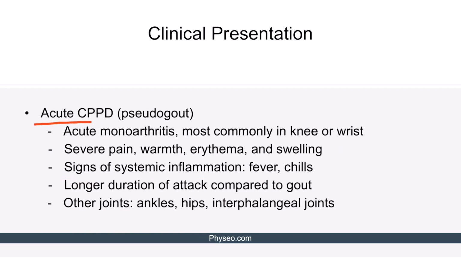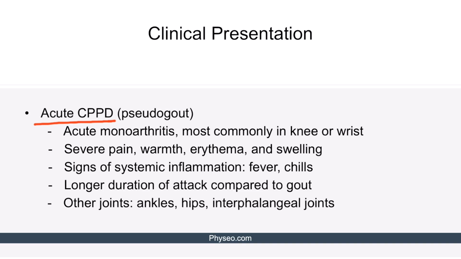Acute calcium pyrophosphate deposition disease is also known as pseudogout because it mimics gout. Pseudogout is the acute monoarthritis most commonly manifested in the knee or the wrist. It is characterized by pain, warmth, erythema, and swelling of the joint. Signs of systemic inflammation like fever and chills are also common.